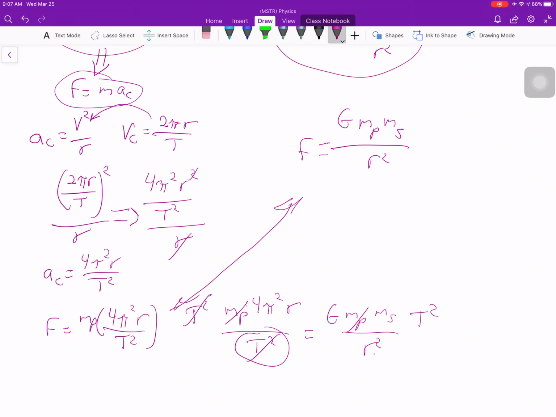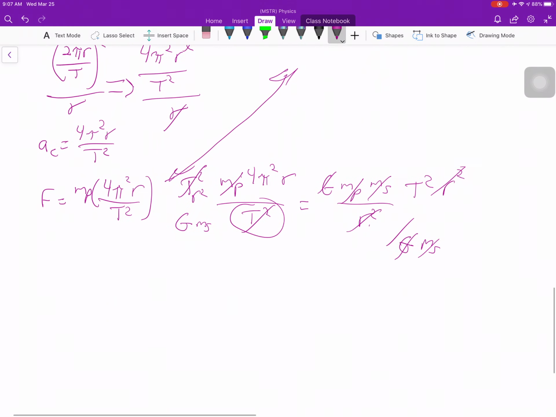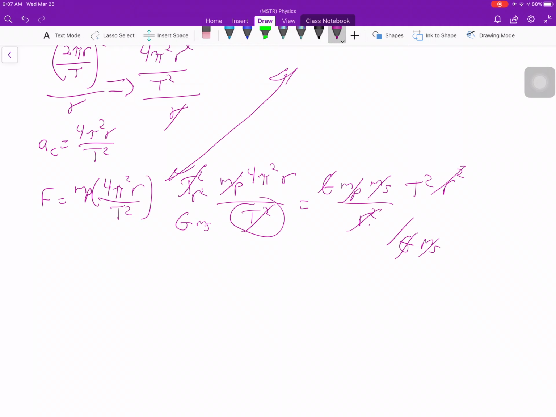But if we want to get this all by itself, we want to multiply both sides by r squared. That will cancel out this. And then we want to divide both sides by G. That cancels out this G. And the mass of the sun, G, mass of the sun, that cancels out. And just to clean this up a little bit, what we have here is 4 pi squared. We have 1 r, and we have r squared over here, so now that's r cubed, all over the gravitational constant, mass of the sun, equals T squared.